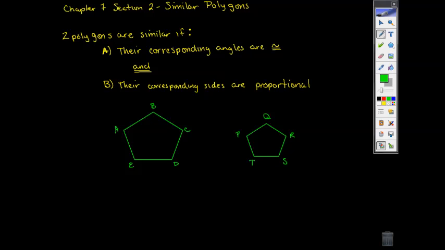So with similar, your angles are all the same, but your side lengths are in proportion. So you guys know scale models? When you build a scale model of something, like an architect will do a scale model of a building, or they make scale model cars and things like that.